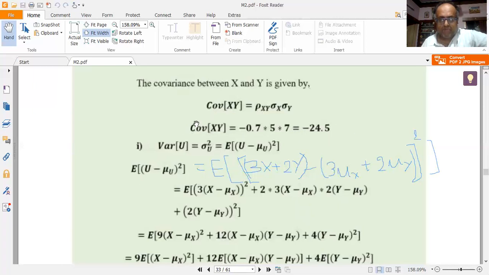Covariance of xy has been found to be equal to rho xy into sigma x into sigma y. So minus 0.7 into 5 into 7, which is equal to minus 24.5.